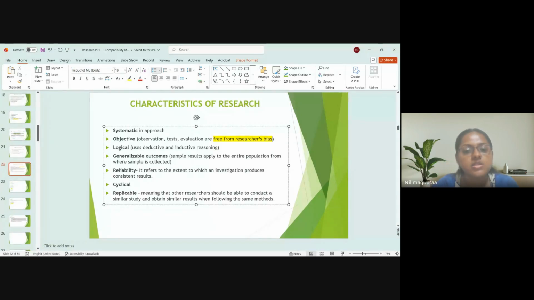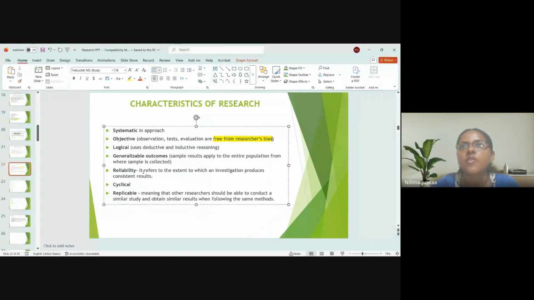For example, paracetamol is a basic medicine when you have a fever or cold or something. Any person who is having a minor fever or cold, if given paracetamol, can be treated well and can start working and will feel normal. So in any situation, whoever has a minor cold and fever can use paracetamol. So there is a generalized outcome. You go to any country, that paracetamol will work in the same manner. Then reliability, that is, it refers to the extent to which an investigation produces consistent results.